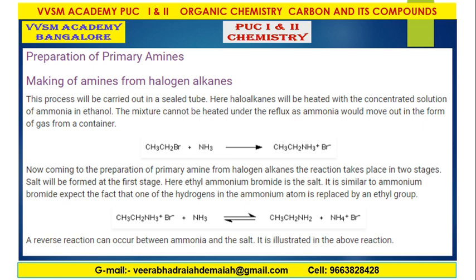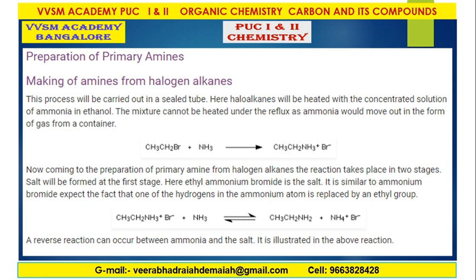The reaction takes place in two stages, the first stage and the second stage. Bromoethane or ethyl bromide reacts with ammonia, and you will get ethyl ammonium bromide. Now coming to the preparation of primary amine from halogen alkanes, the halogen is replaced in two stages. A salt will be formed at the first stage. Here, ethyl ammonium bromide is the salt.